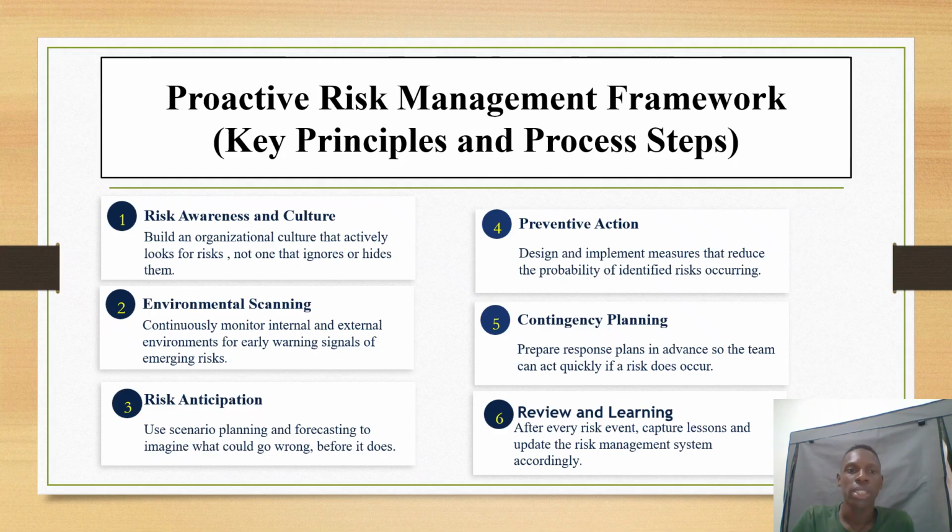When we go to the next slide, proactive risk management framework. There are some key principles and steps which are always involved, which are included here. One is risk awareness and culture. Here we build an organization culture that actively looks for risks, not one that ignores or hides them. It is better you look for those risks before they occur so that you act accordingly.